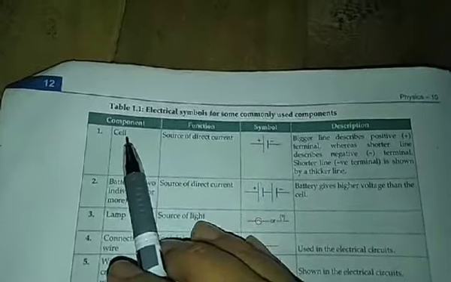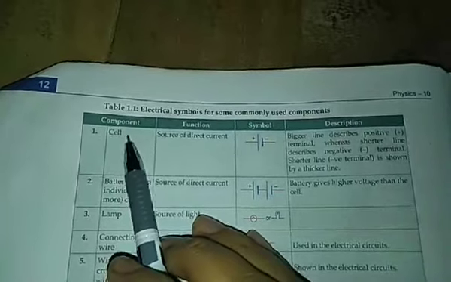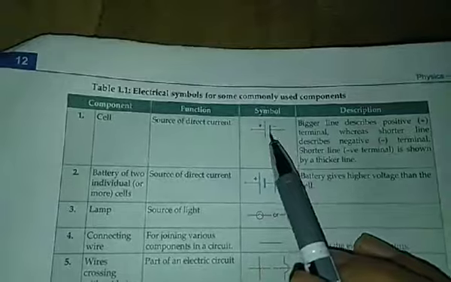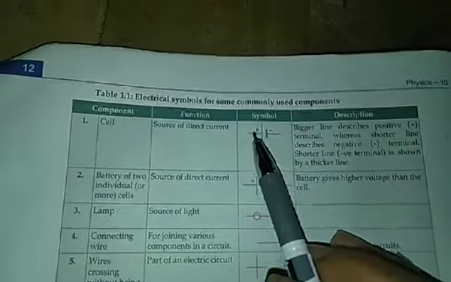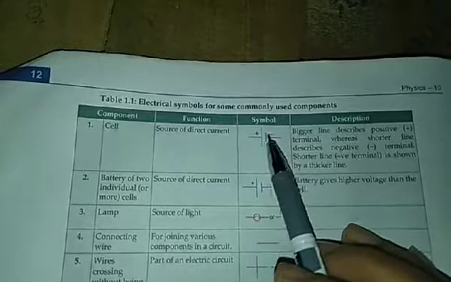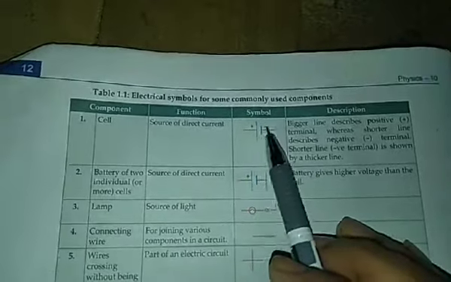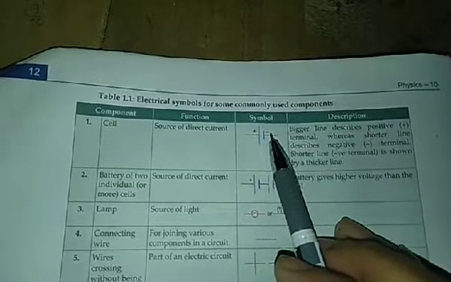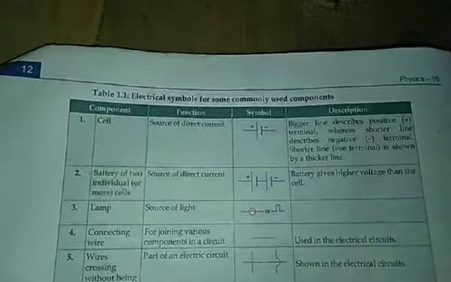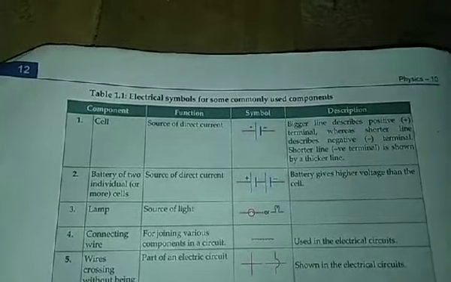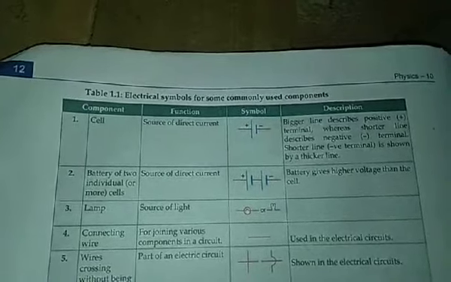Students, in electricity we must know the symbol for a cell. This is the symbol for a cell. In a cell, there is a positive side as well as a negative side. These both sides are known as terminals. One is known as the positive terminal and another is known as the negative terminal. You should remember that in a cell, the positive terminal is always higher than the negative terminal.